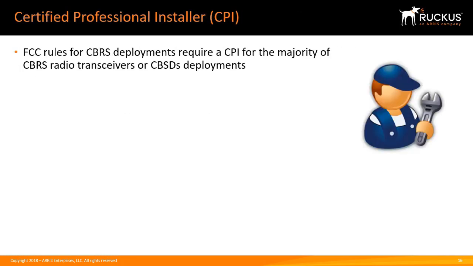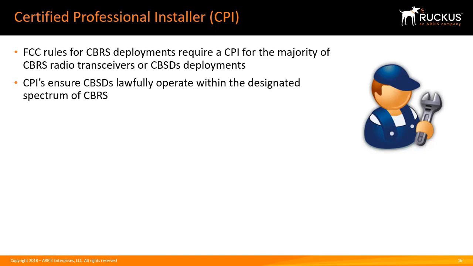A Certified Professional Installer is a new certification specified by the FCC to ensure CBRS radio location and related parameters are correctly entered into the SAS to maintain the integrity of the spectrum sharing model. FCC rules for CBRS deployment require a CPI for the majority of CBRS radio transceivers, or Citizen Broadband Service Devices, CBSDs, deployments. CPIs ensure CBSDs lawfully operate within the designated spectrum of the CBRS.